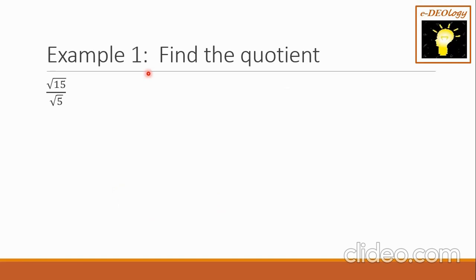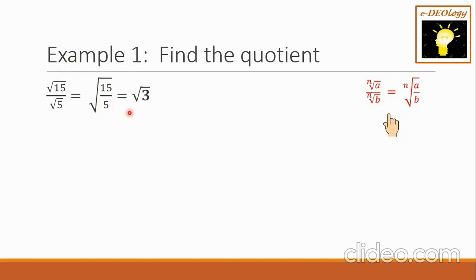Let's have some examples. Let us consider example 1. Square root of 15 over square root of 5. Obviously, our indexes are the same, so we can solve this problem using our quotient property. So this is equal to the big square root, and the fraction inside is 15 over 5. So we can now divide 15 by 5. So the answer is the square root of 3.